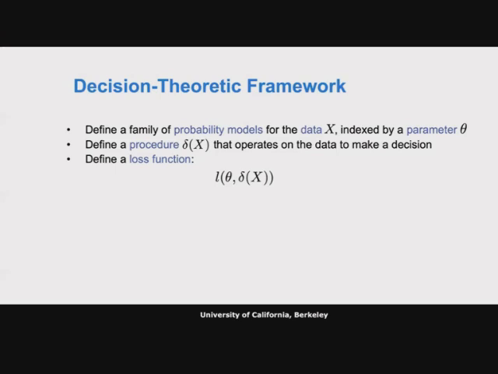All right. And I hope you can already see that our little 2x2 table is an example of this. Theta would index the rows. It would be a 0 or 1. It's the reality. And delta of X would index the columns. It would be a 0 or 1. It's the decision. And the entries in those cells of that little matrix are the loss function.